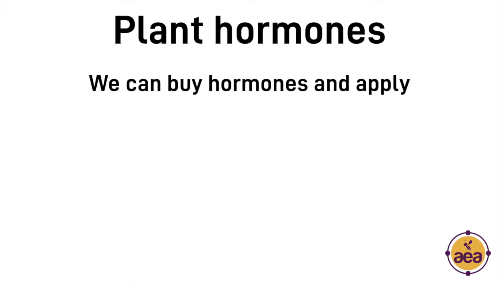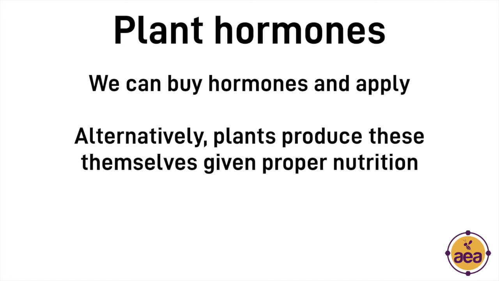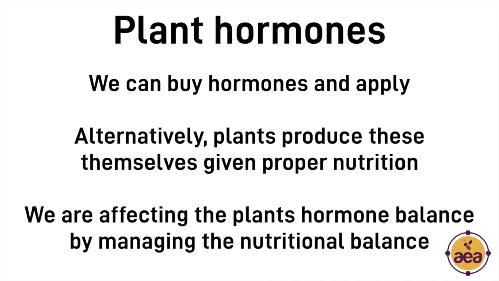Yeah. Here's the interesting part. When we think about plant hormones, we can buy concentrated or synthesized hormones in a jug, such as cytokinins or auxins or abscisic acid. We can spray it onto a plant, and the plants will respond accordingly. Or the alternate is that plants naturally produce all these hormones themselves, given the proper nutrition, given the right enzyme cofactors. So when we speak about the importance of applying manganese, what's really happening is that manganese is the key enzyme cofactor that is required for the plant to synthesize much higher levels of cytokinins and trigger strong reproduction. So we're affecting the plant's hormone balance by managing the nutritional balance.